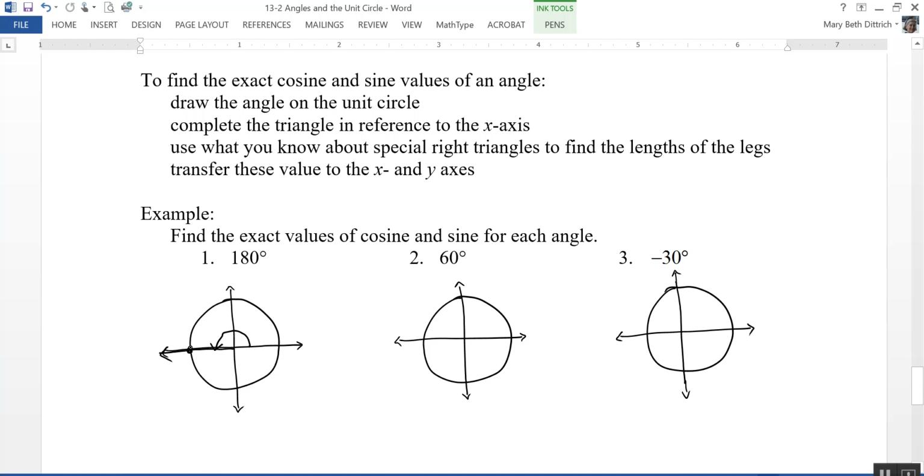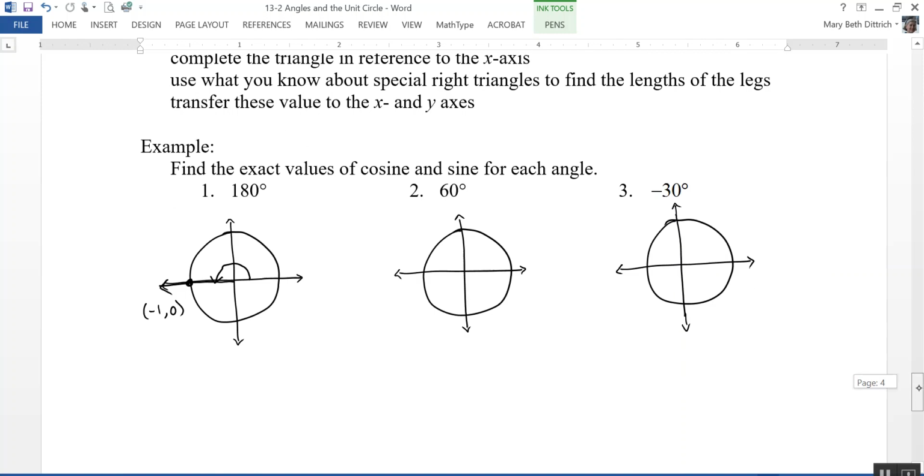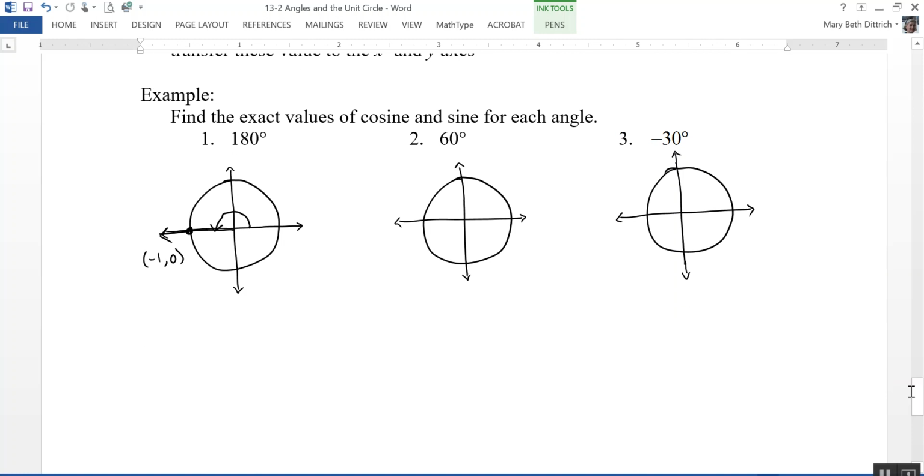So it ends on the unit circle at this point right here. And since this is a unit circle, that is the point -1, 0. So for a 180-degree angle, the cosine of 180 is going to be that x-coordinate, which is -1, and the sine of 180 is going to be the y-coordinate, which is 0.